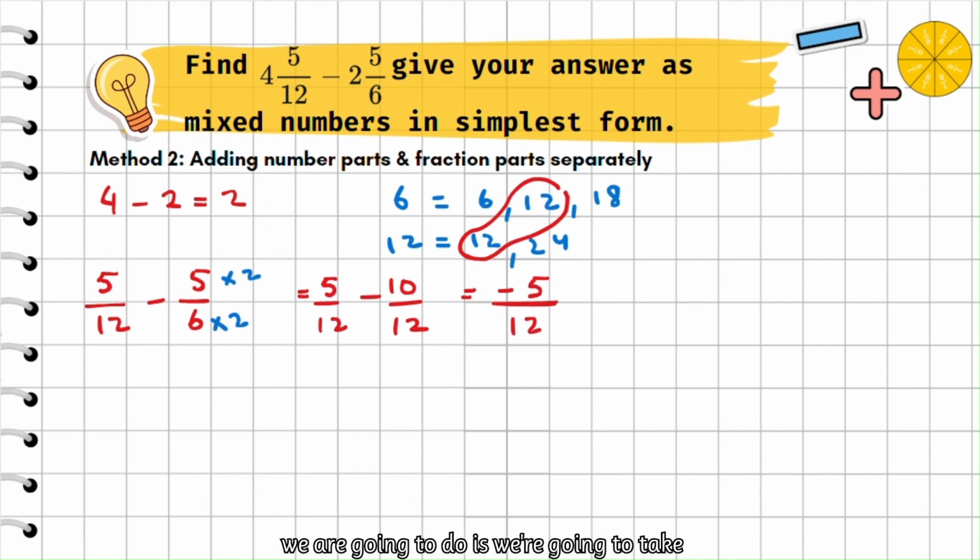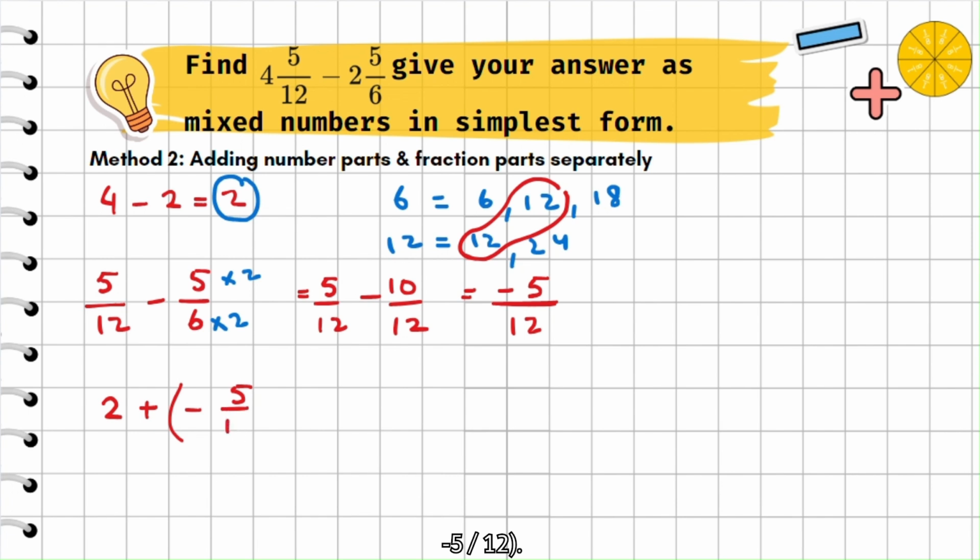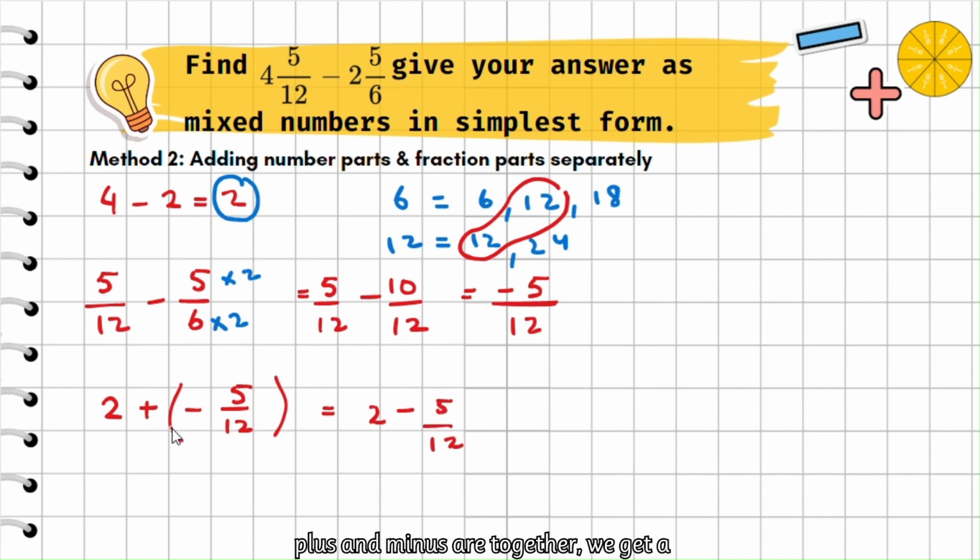So what we are going to do is take this 2 over here, which we got from subtracting the whole number parts, and add it to our proper fraction. So we would do 2 plus, now because the proper fraction has a minus sign, we're going to put a bracket, minus 5 over 12. That would equal 2 minus 5 over 12, because when a plus and minus are together, we get a minus.